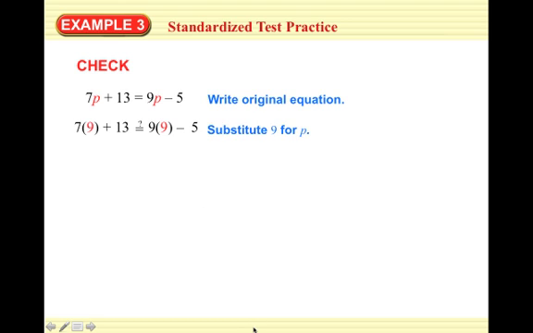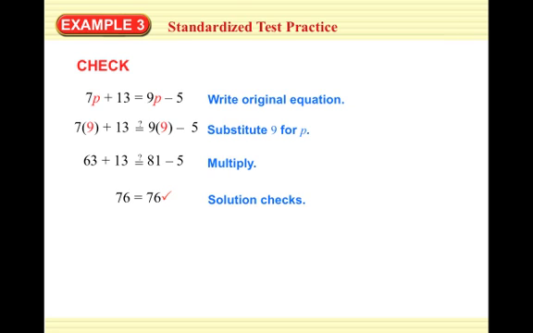So that's going to give us 7 times 9 plus 13 equals, maybe, maybe not. That's why I've got the little question mark there. 9 times 9 minus 5. So we want to do our multiplication. So 7 times 9 is 63 plus 13 equals, maybe, maybe not, 81 minus 5. Well, 63 plus 13 is 76. 81 minus 5 is 76. So our solution checks. So 9 is our solution. When we plug it in, we have 76 on both sides of our equation, so we have a true statement.